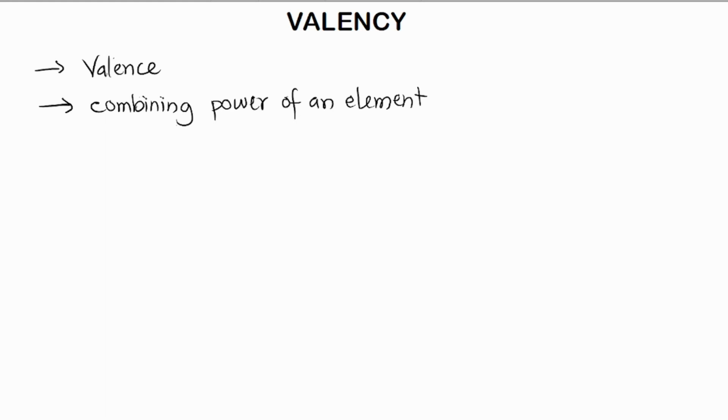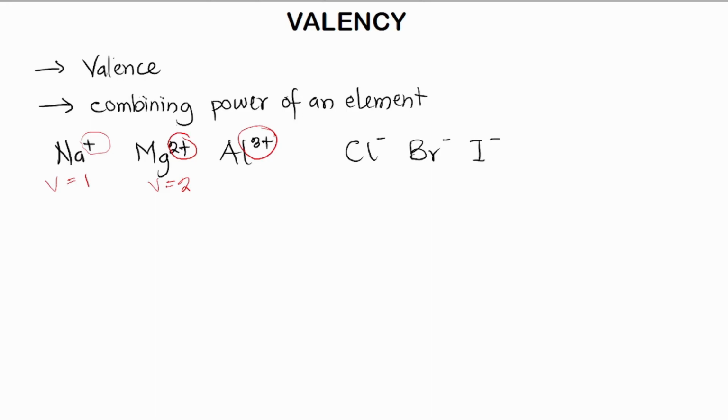Considering the cations sodium, magnesium, and aluminium, and the halogens as our anions, chlorine, bromine, and iodine. Sodium has a valency of 1, indicated by the single positive charge on the atom of sodium, while magnesium has a valency of 2 and aluminium has a valency of 3. The halogens have a valency of 1, indicated by the single negative charge on the halide ions.